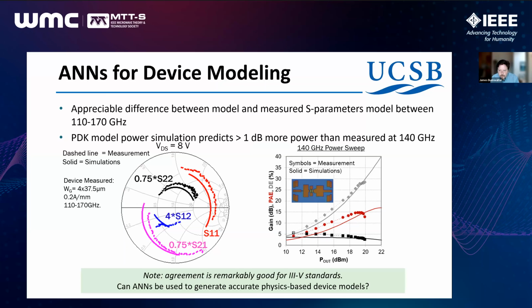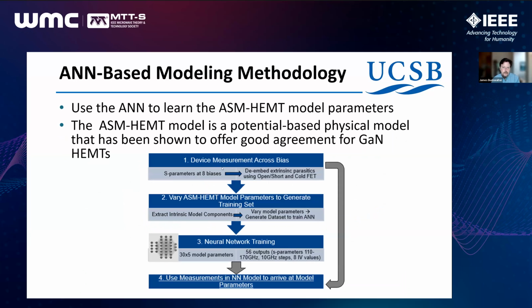On the right, of course, we have the large signal behavior, which we already know it didn't produce the best accuracy for the single via device. And so we wanted to also see if we could help improve some of that large signal behavior from a neural network model. So the approach here for this was to try to learn an ASM HEMT model parameters using certain device measurements at different bias levels.